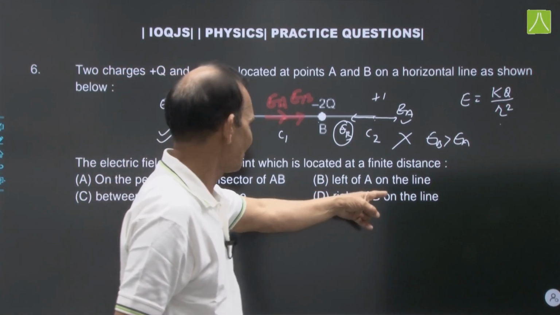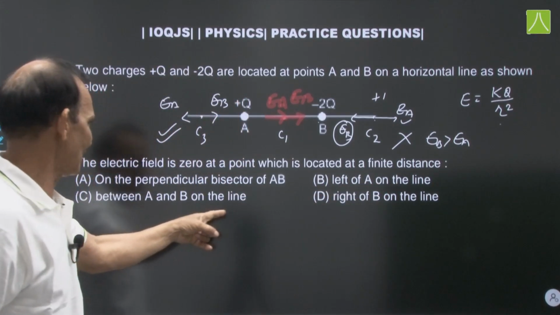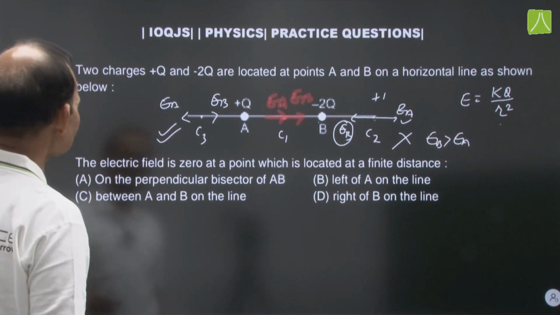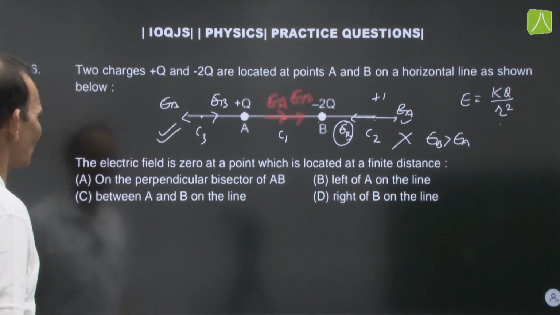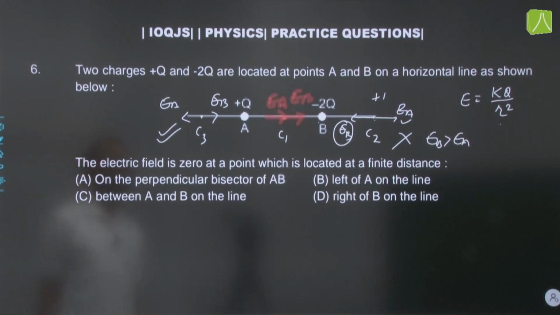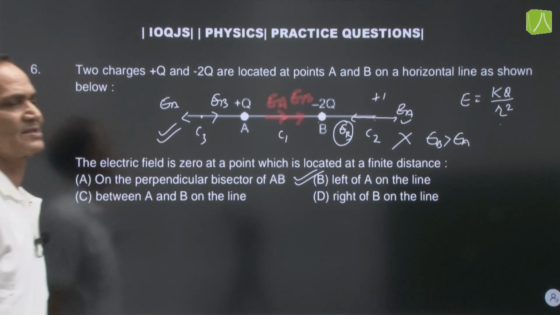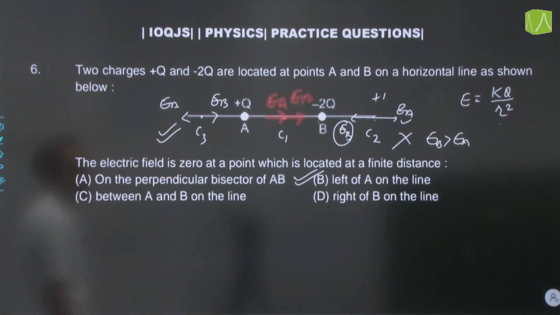And definitely the electric field will be zero toward the left of A, means on the perpendicular bisector left of the A line between A and B, right of the toward B. तो क्या कह सकते हैं, toward on the perpendicular bisector AB, left of A, this is the answer, on the line. तो correct option is B.